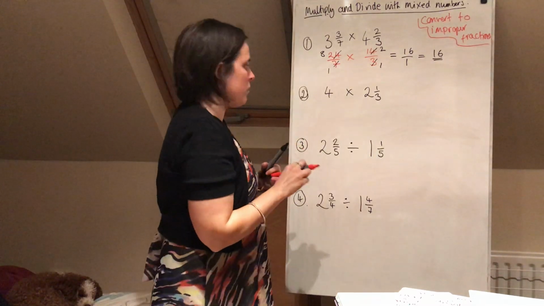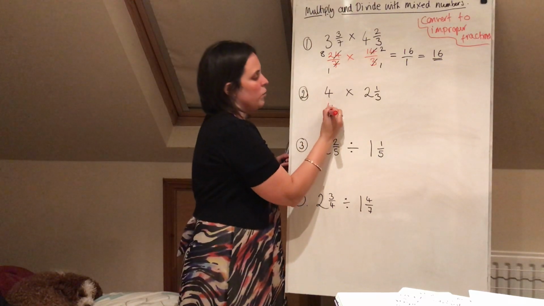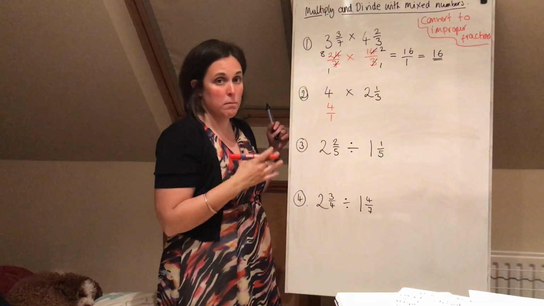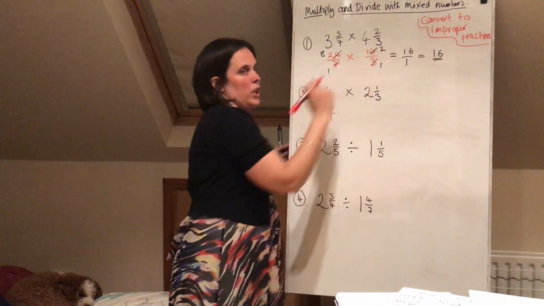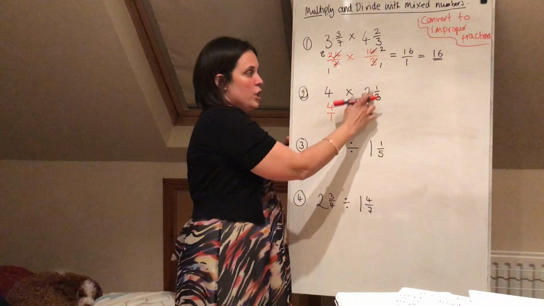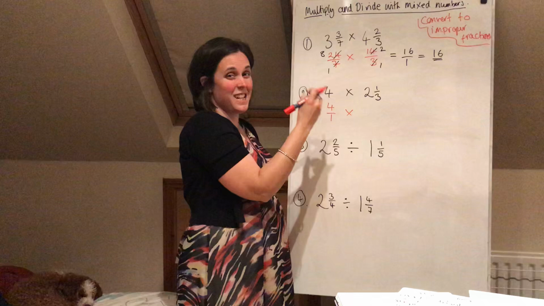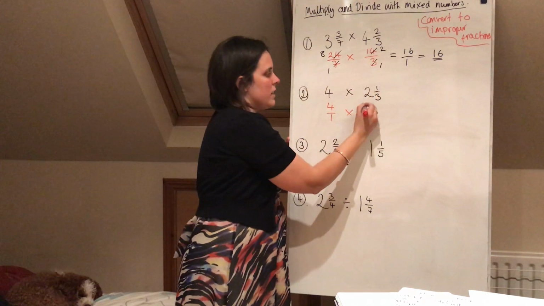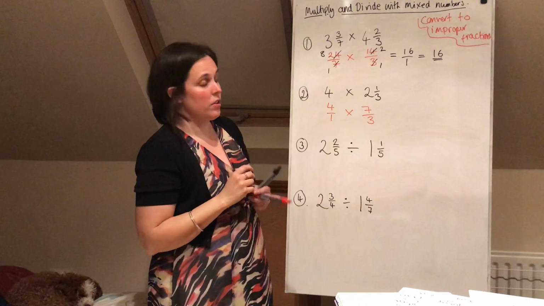So the next question, number 2, we've got 4 times 2 1/3. There's a couple of things I would change here. First of all, the 4 I would write as 4 over 1. Any whole number, if you're trying to multiply it, write it over 1. It's only in the answer that you would change it back. We're going to multiply that by 2 1/3. So 2 whole ones has got 6 thirds plus the 1, that's 7 overall. So we've got 7 thirds.